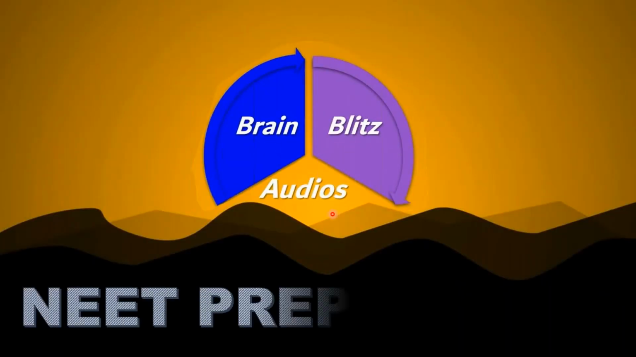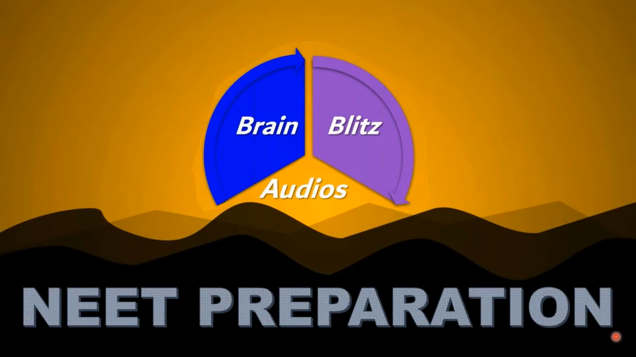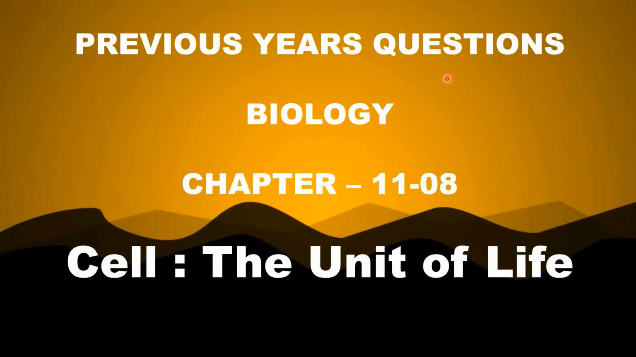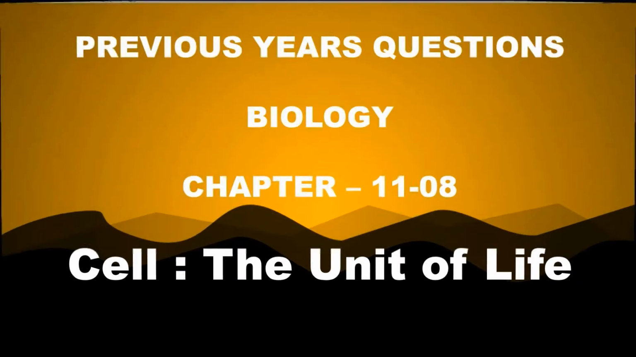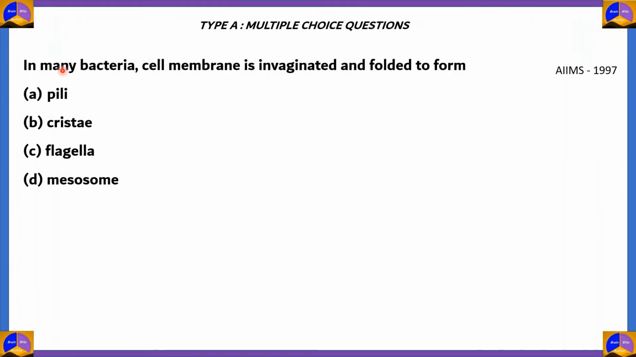In this episode of NEET Preparation, we'll be looking at previous year questions of biology in medical entrance examinations in India. The chapter that we'll be dealing with is the 8th chapter in the grade 11 syllabus for CBSE, and the chapter is Cell, the Unit of Life. Let's look at our first question.